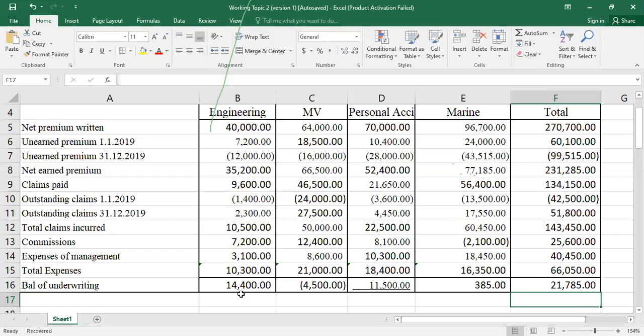Who is laughing? Who is laughing, to share with us? I'm trying to transfer the figures in my Excel. I want to copy paste so that it's easier for us.